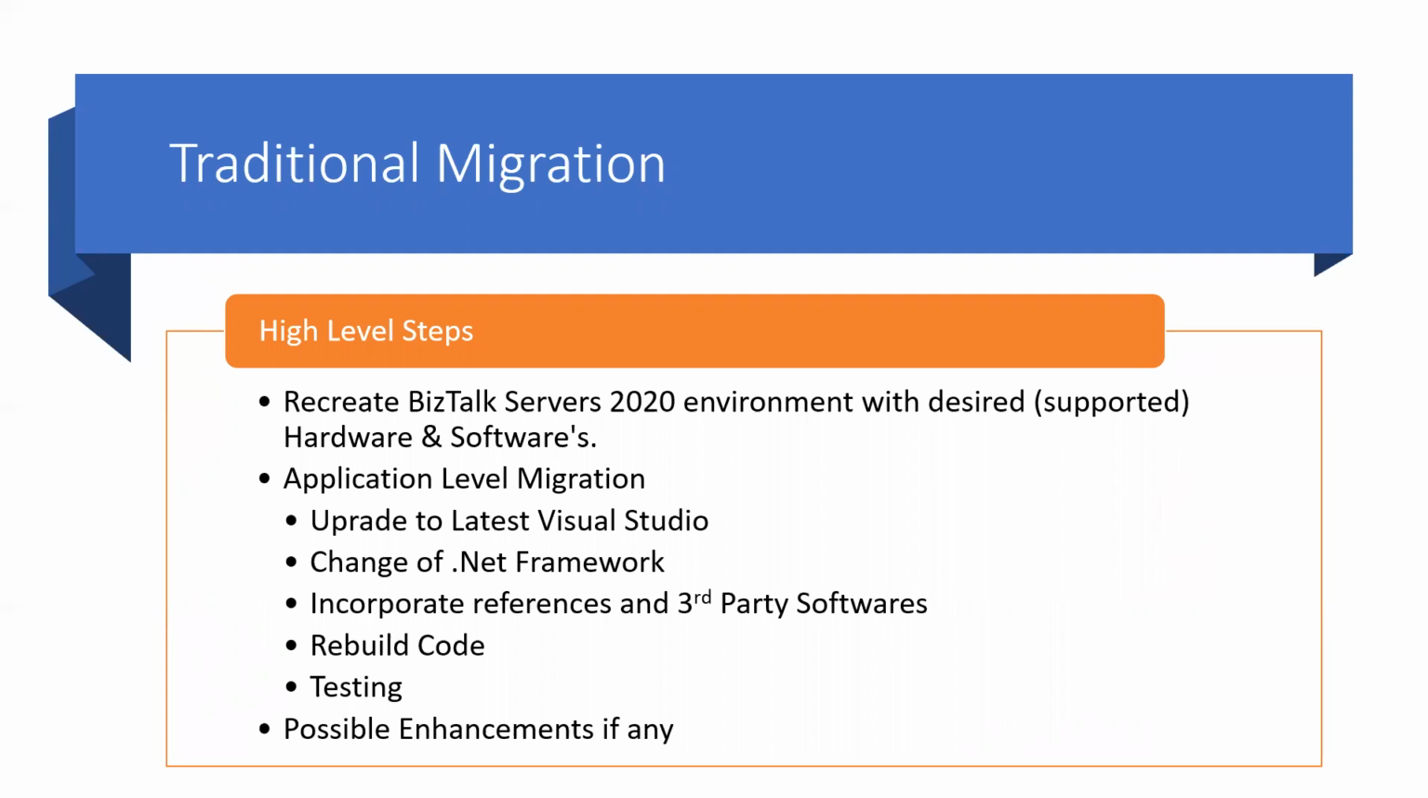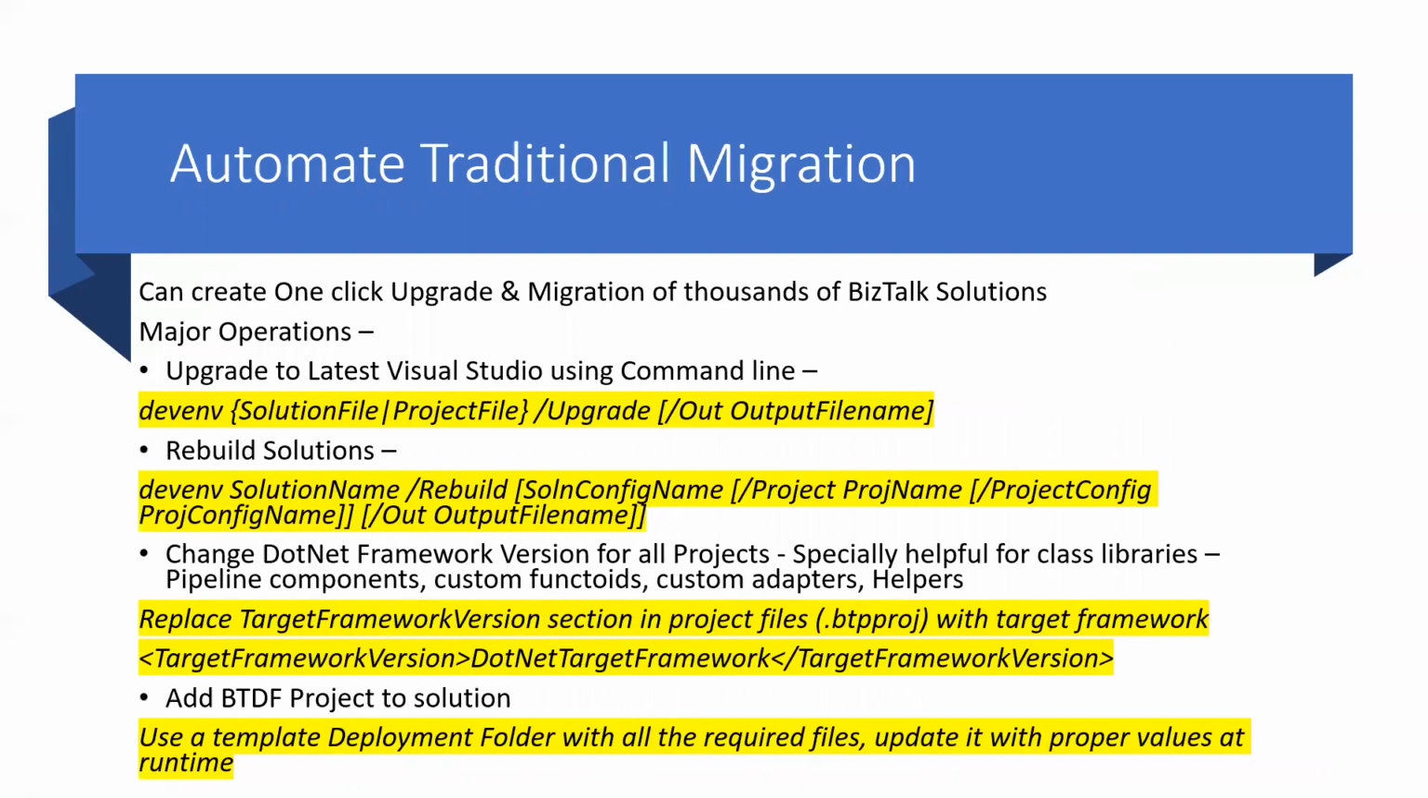In our case, we wanted to change it to the latest 4.8 framework because of a Microsoft bug which we had identified. So this operation has to be performed for each and every application. Similarly, if there are any third-party software and we want to incorporate their DLLs, that has to be incorporated. Next is rebuilding the code, testing, and any possible enhancements. One thing which we also do is, for DevOps, we add BTDF for any other projects. So these are some high-level steps which we generally take for traditional BizTalk migration.